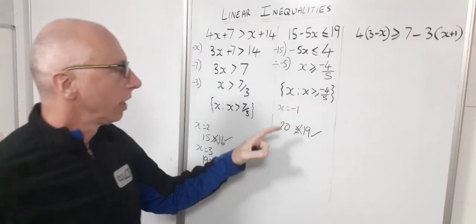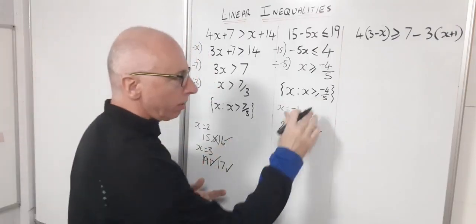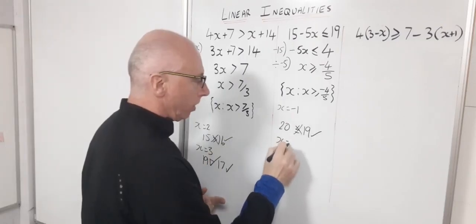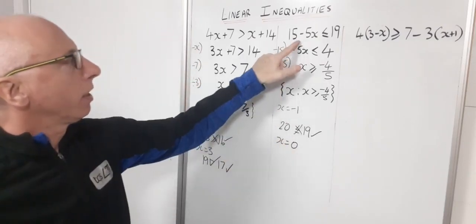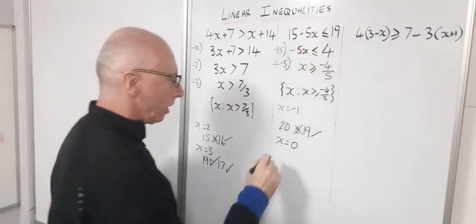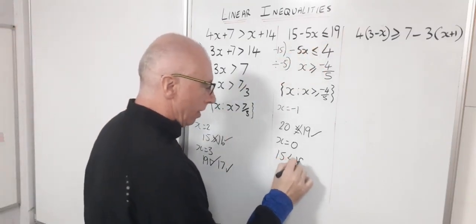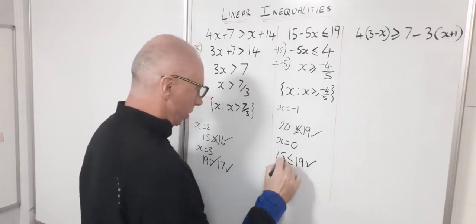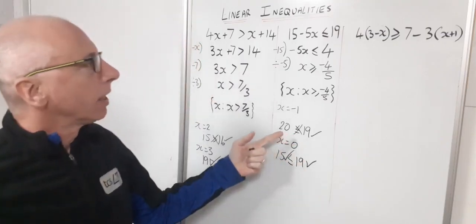So that's all good. Now what about when x is 0? Because that falls into our set that we're looking for. If x equals 0, 15 minus 0 is 15, and that is less than or equal to 19. And that works, and it also works in the set notation for us.